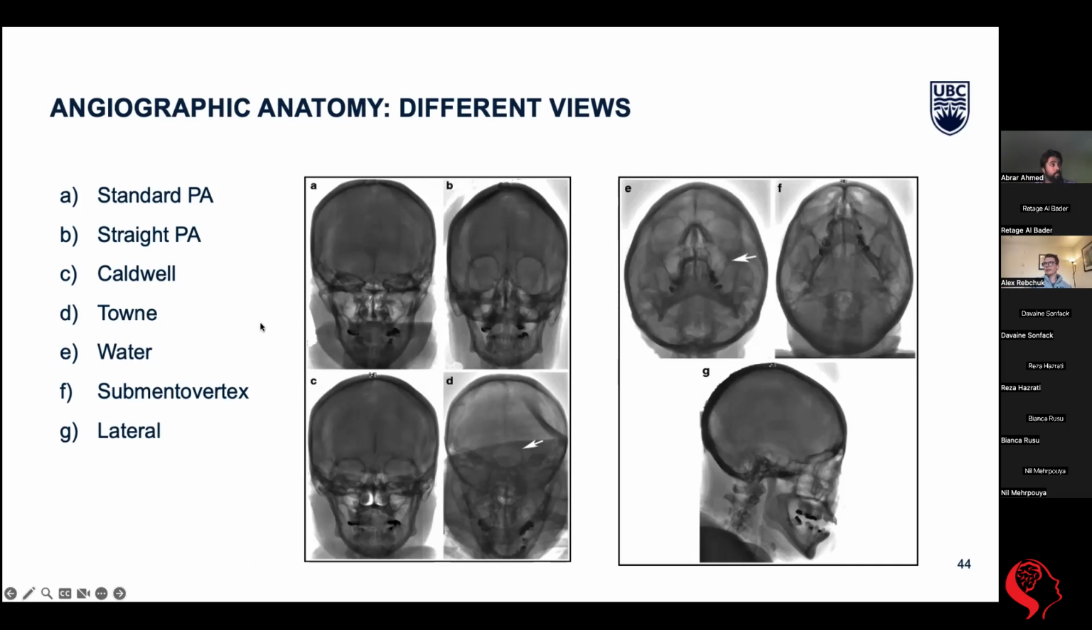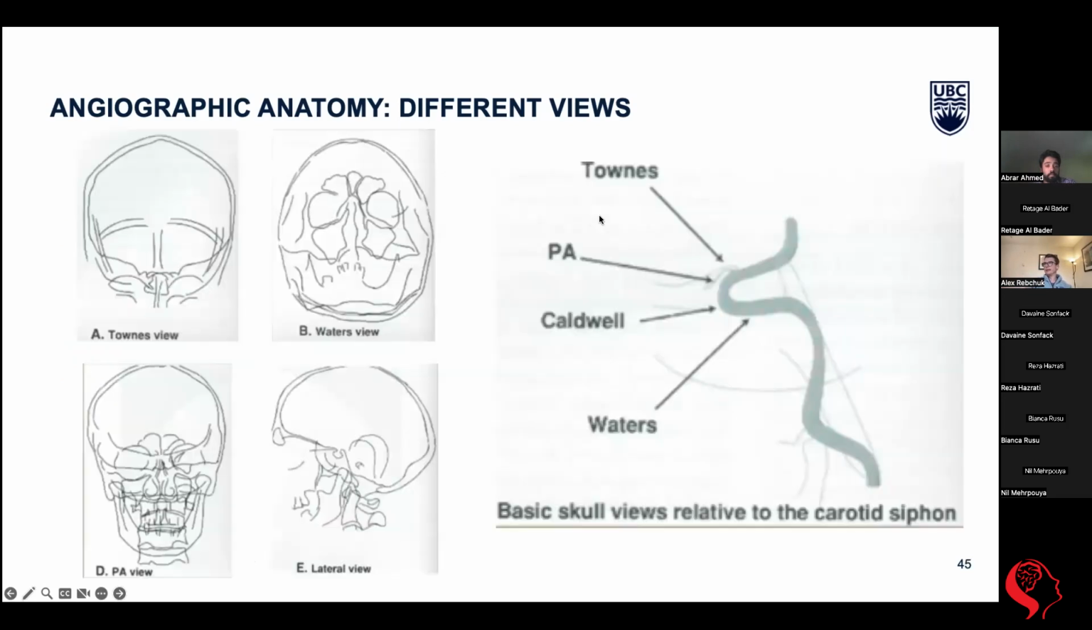Just to familiarize you, these are radiographs, so x-rays. There's a bunch of different views that you may hear: PA or AP, Caldwell, Towns, Waters. You don't really need to know them. These are all just different ways of orienting the skull when they take their x-rays, depending on how you orient the x-ray machine. The fluoroscopy highlights different structures in different views. If you're wondering when people say Towns, Caldwell, PA, Waters, they're just different ways of angling the fluoroscopy or the biplane machine.